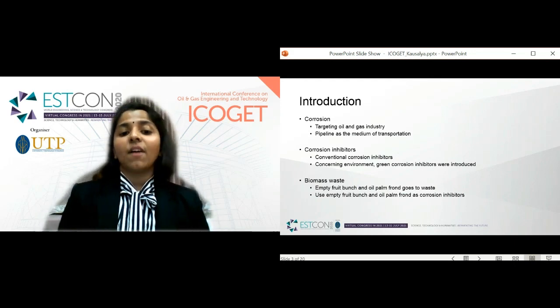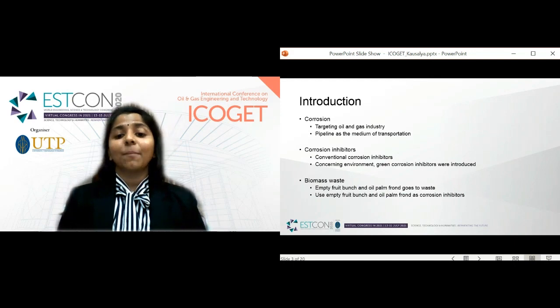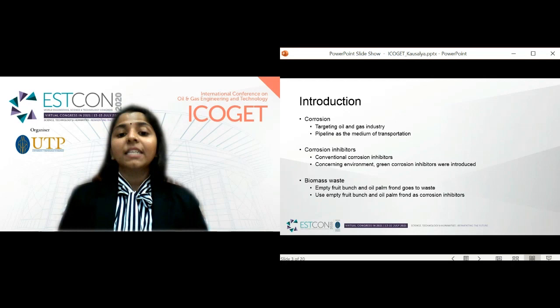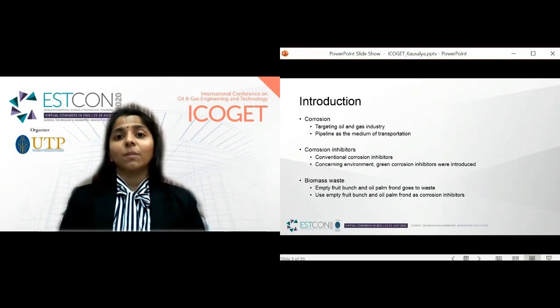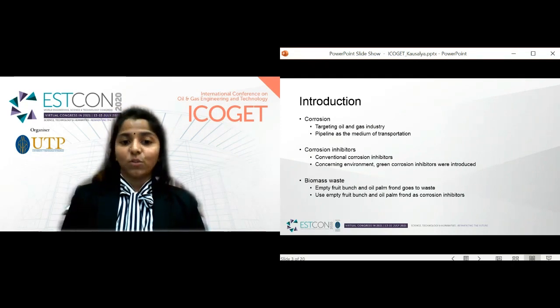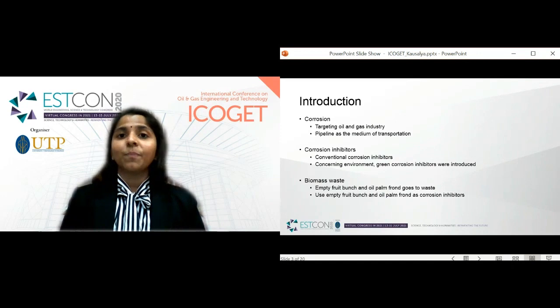However, concerning the environment, green corrosion inhibitors like plants and fruits were proposed as an alternative starting in the 1990s. The use of biomass-based corrosion inhibitors has also been studied for a little more than 10 years. This is because the biomass waste produced in Malaysia in huge quantities is often left on the plantation to retain its nutrients for the soil and to become mulch. Hence, for this research, biomass waste like empty fruit bunch and also oil palm frond were used.